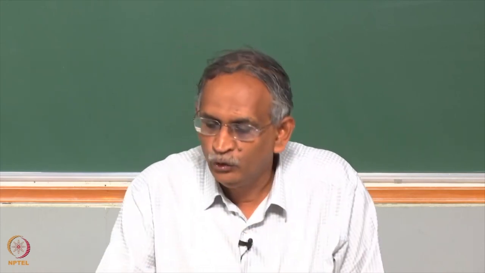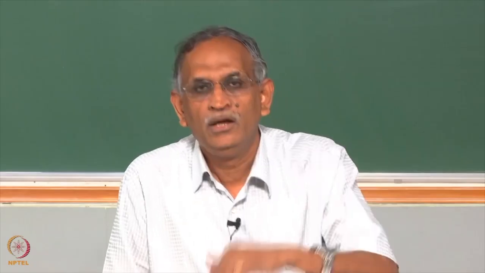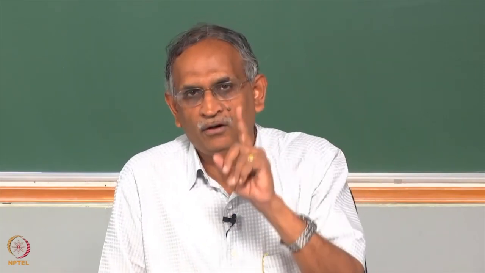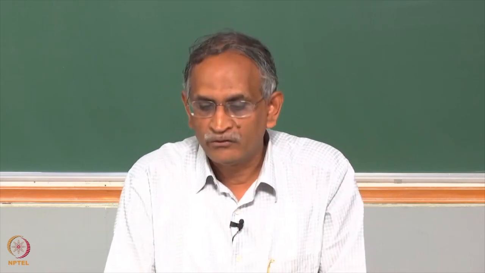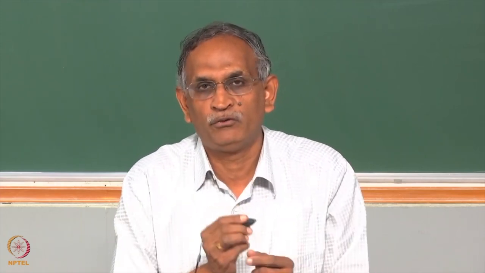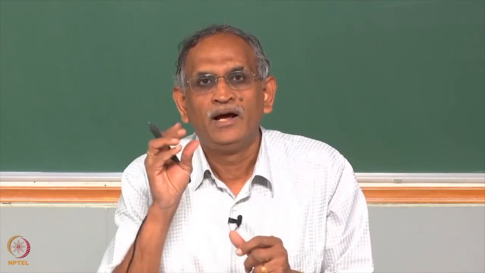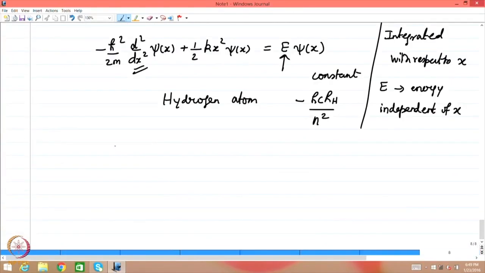And when you solve, you will get many, many energies, like the particle in a box or like the harmonic oscillator or like the hydrogen atom. You get a whole lot of energies and you get a whole lot of wave functions, all of which are for one configuration of the nuclear coordinates, because the Ven depends on both the electron coordinates as well as the nuclear position coordinates. Therefore, you don't change the nuclear coordinates, keep them at a fixed value, clamp them, and that is called the clamped nuclei approximation.